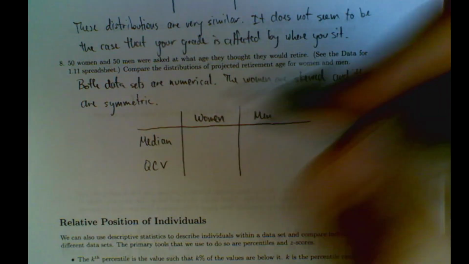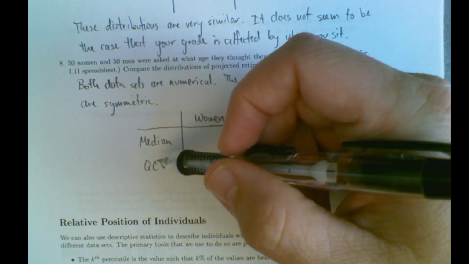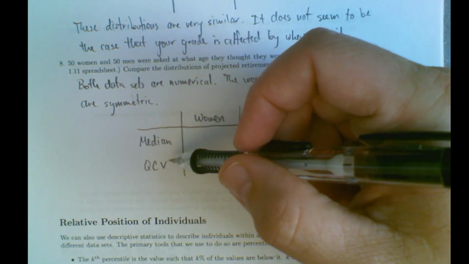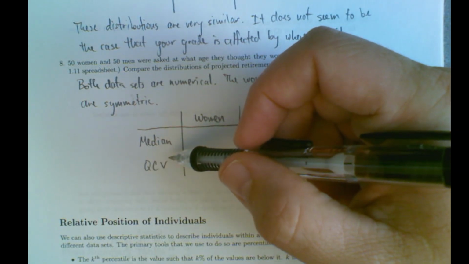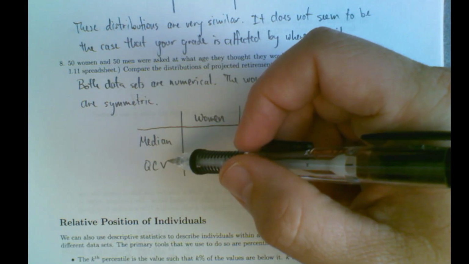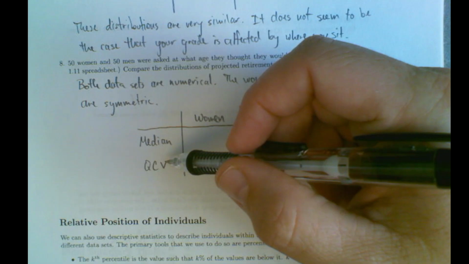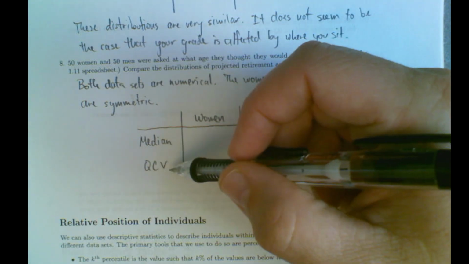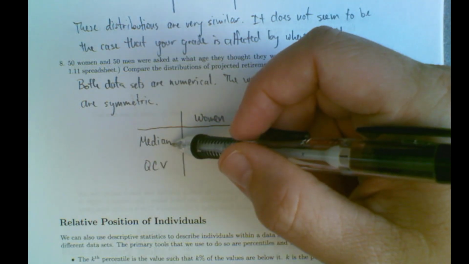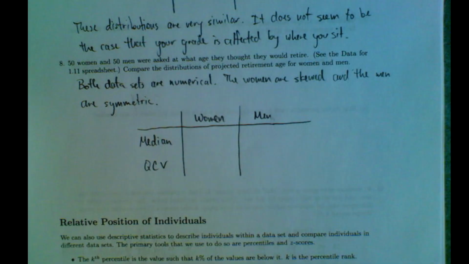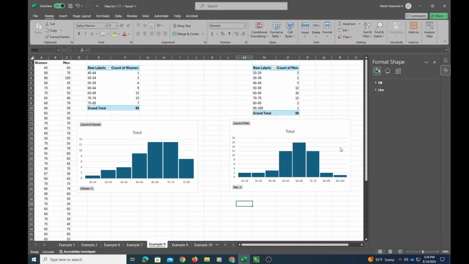Okay, let's just remind ourselves that the QCV is the IQR, in other words Q3 minus Q1, divided by Q3 plus Q1. So to get the QCV, we'll just have to compute the quartiles, Q3 and Q1, and then we can compute the QCV from there. The median is easy to get. So let's head over to Excel.